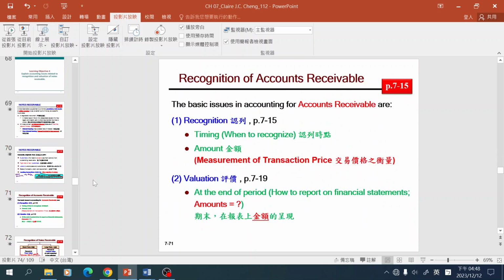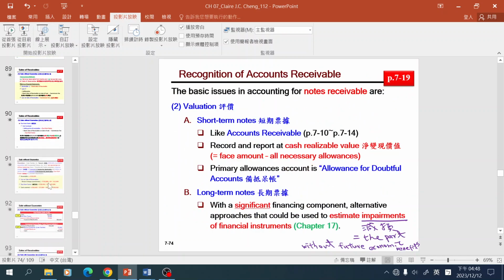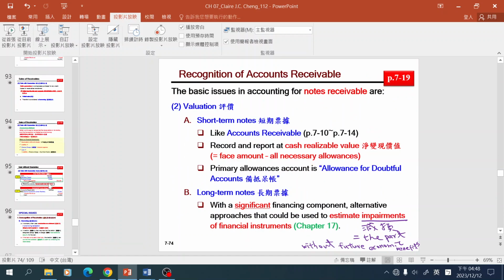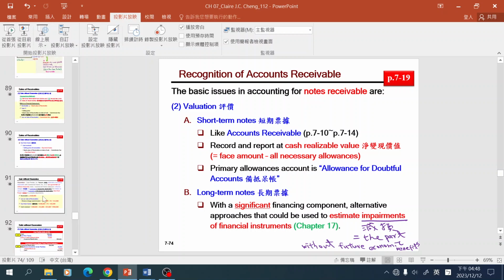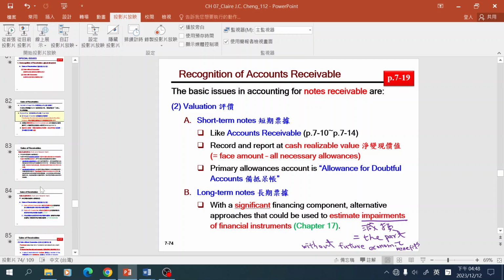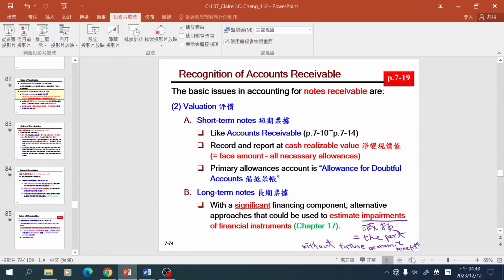First is what? True sale. Second is whether the assets, the amount, meet the definition of assets, right? Okay. So for our bad debt expense, for our impairments, that's our second major issue, right? The amount, whether it meets the definition of assets.